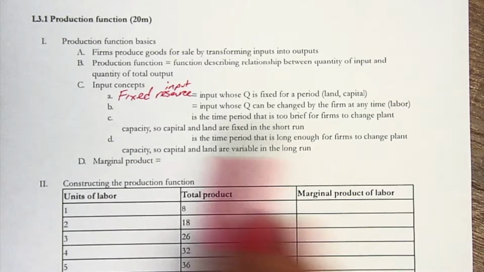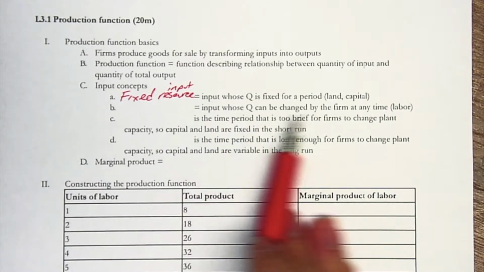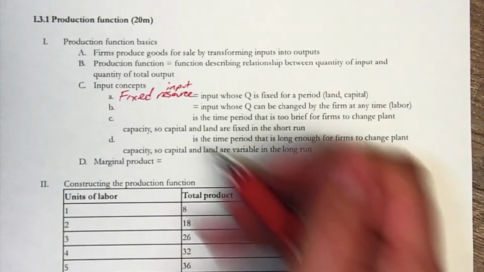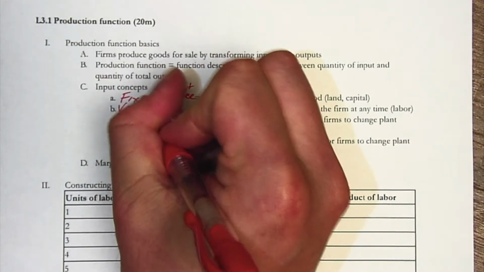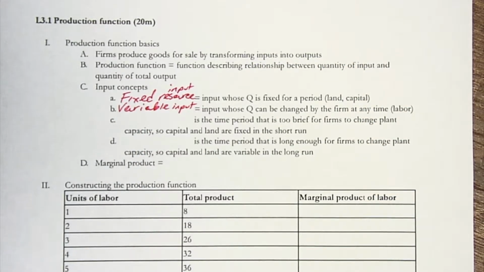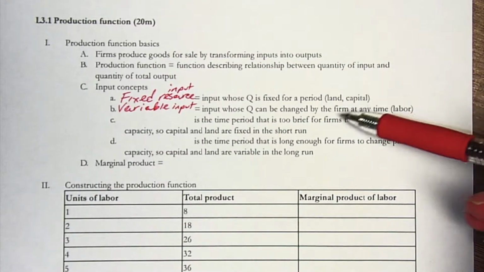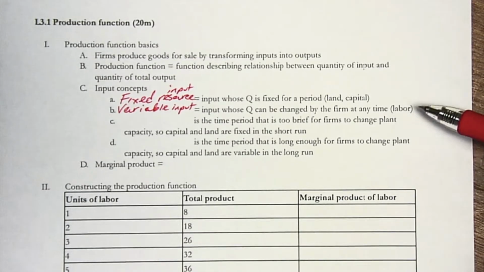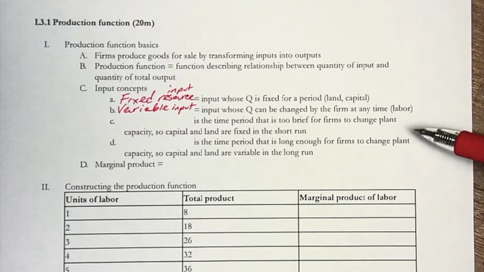And for an input where the quantity can be changed by the firm at relatively any time, it's usually what we call labor, so we call that a variable input, right? And variable input. So the difference is really just, can they vary the quantity or not? And you might think, well, how could you really vary the quantity of labor? Well, you could tell your labor, for instance, in a restaurant, you could say, it's kind of slow today, so we're going to send you home early.